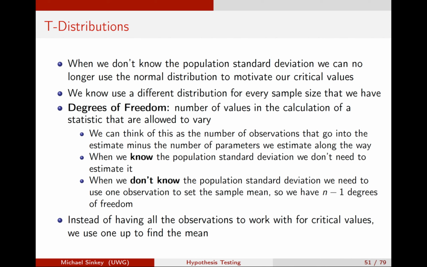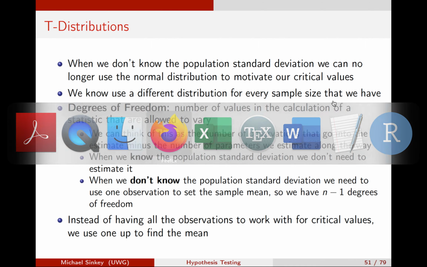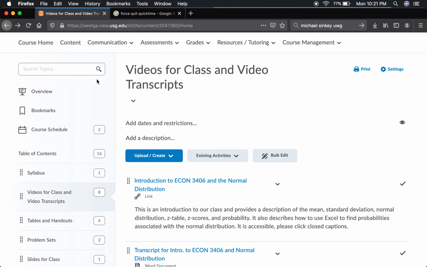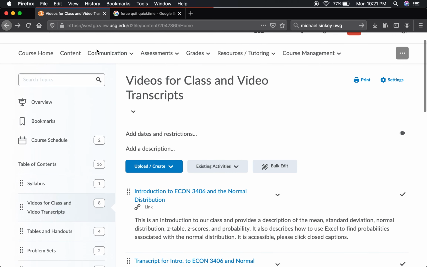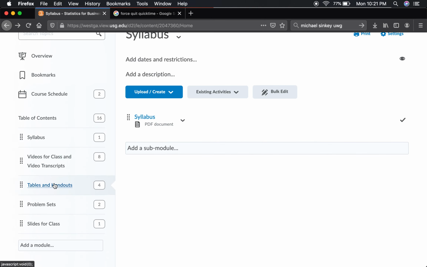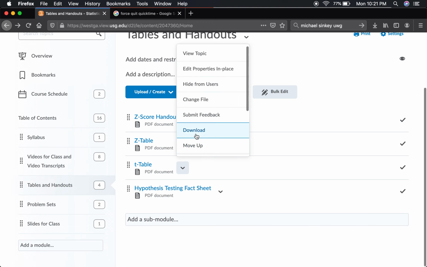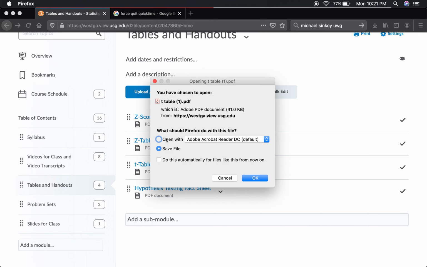So if we have n observations in our sample, we'll use a t-distribution with n minus 1 what are called degrees of freedom. These are the numbers of values in a calculation of a statistic that are allowed to vary. We're going to use a distribution with n minus 1 degrees of freedom. So let's have a look at just what that means for us. We're going to go into CourseSites here, and under our content, under the tables and handouts, I'm going to pull up a t-table. We're just going to download this table, and then we'll open it right up here.